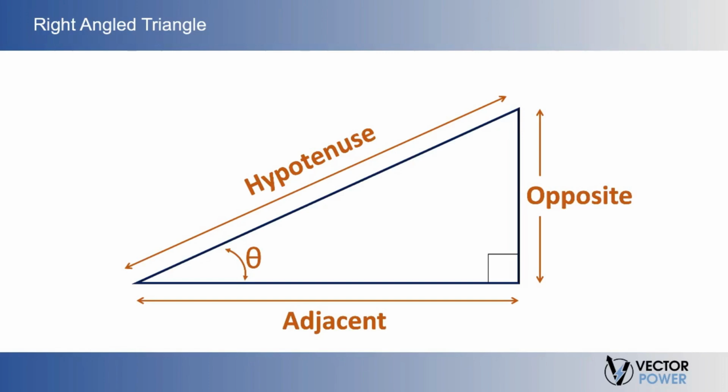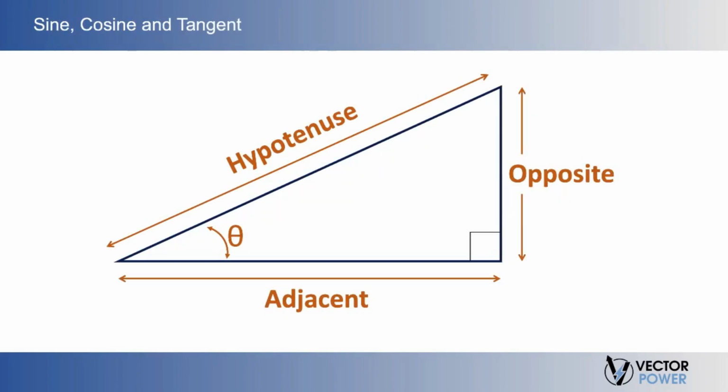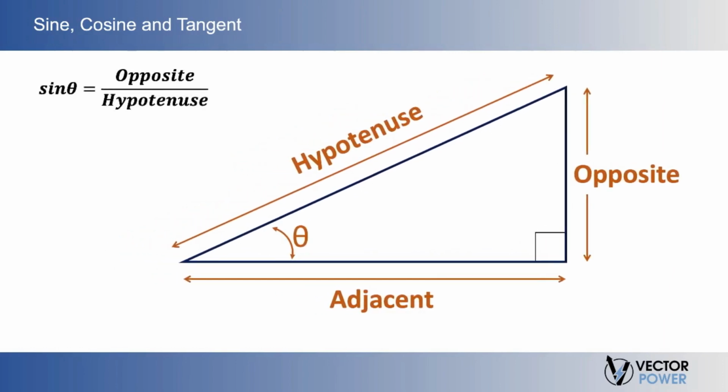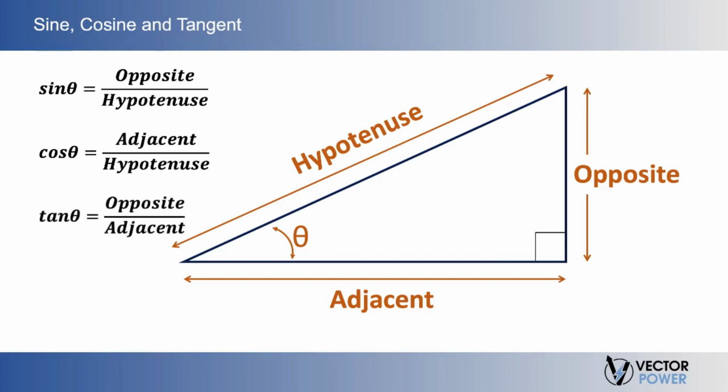Trigonometry is a system that helps us to work out missing sides or angles in a triangle. The main functions in a triangle are sine, cosine, and tangent. They are simply one side of a right-angled triangle divided by another for any angle of theta. So sine of theta would equal the opposite divided by the hypotenuse. Cosine of theta would equal the adjacent divided by the hypotenuse. And tangent of theta would be the opposite divided by the adjacent.